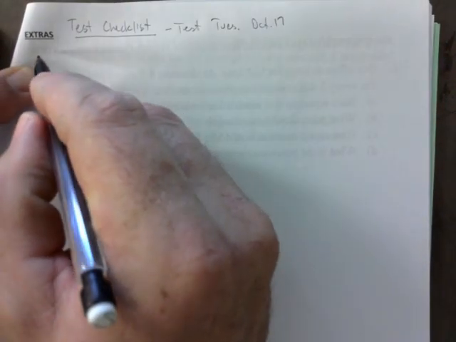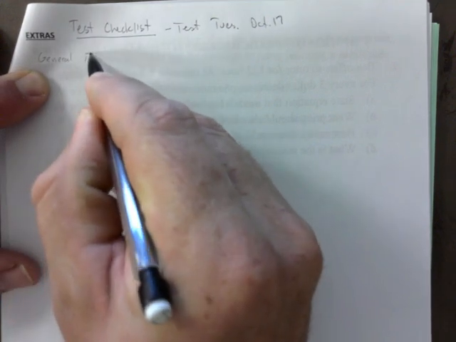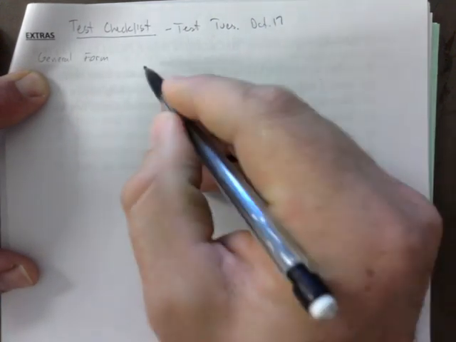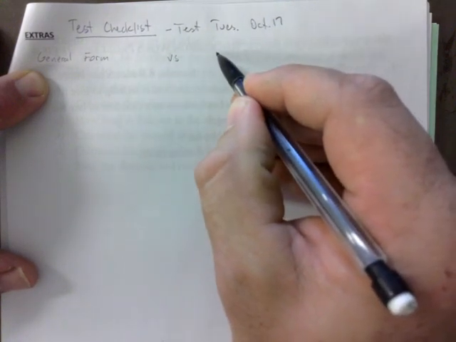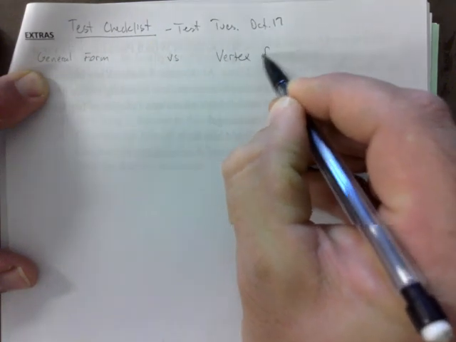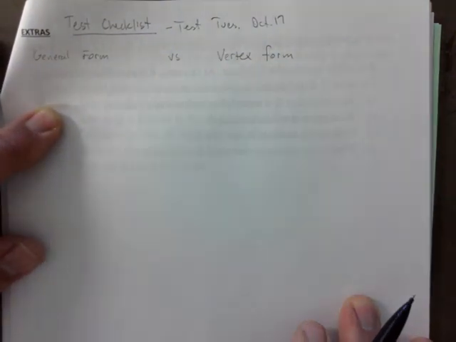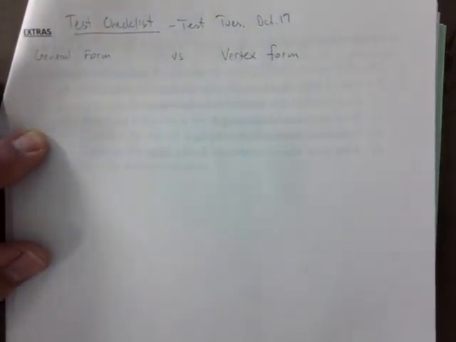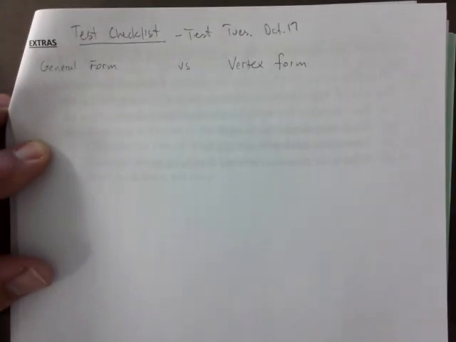I want to just briefly mention your general form versus descriptive or vertex form. And how can you distinguish? Let me just focus once. There you go.